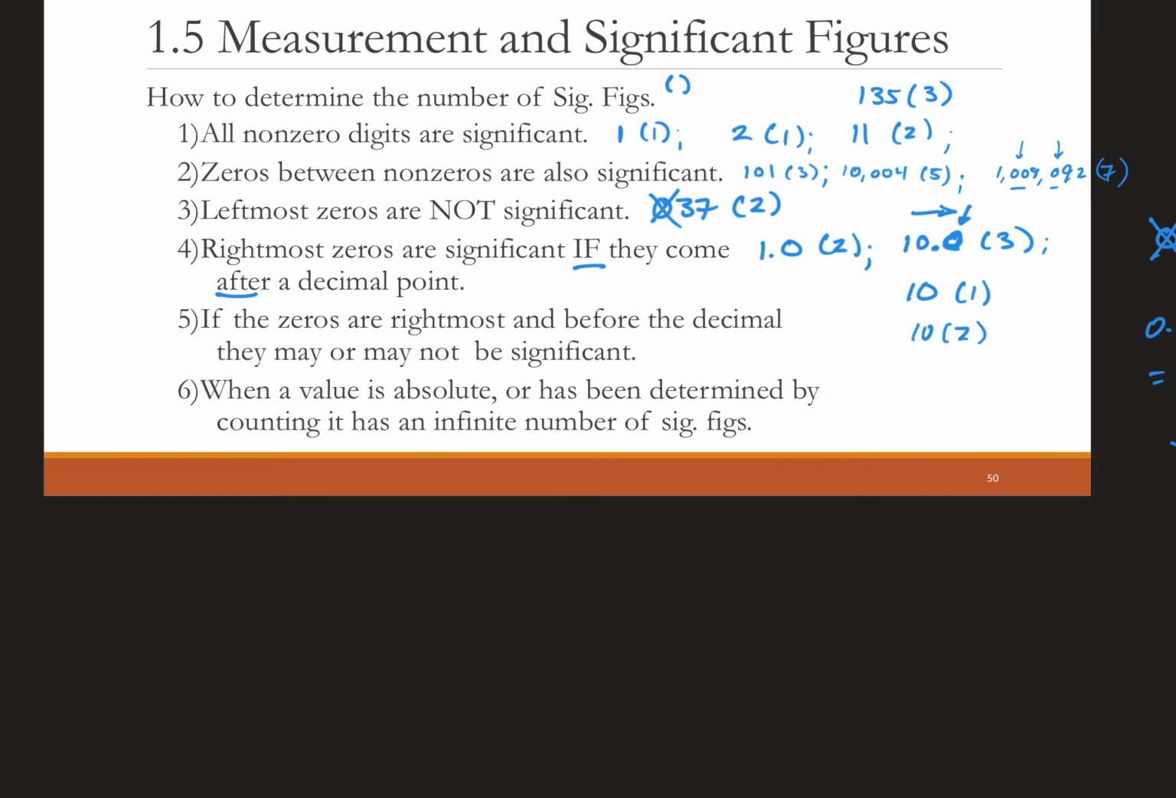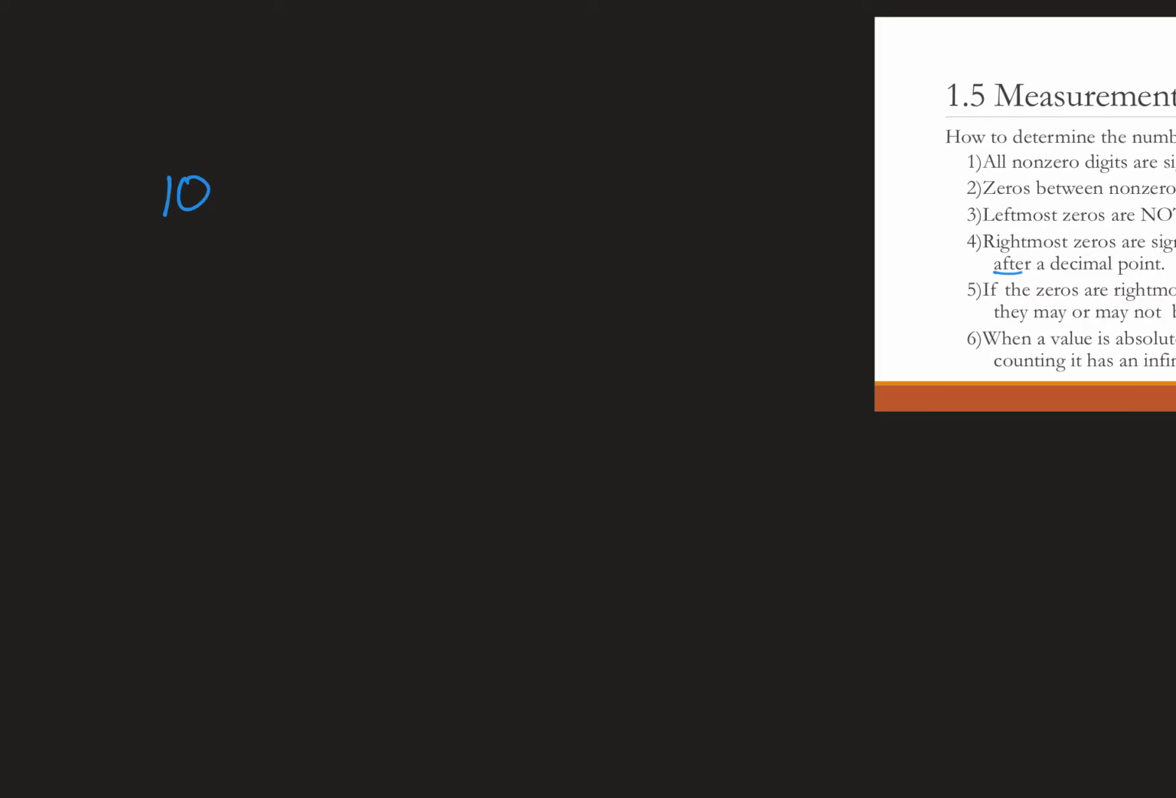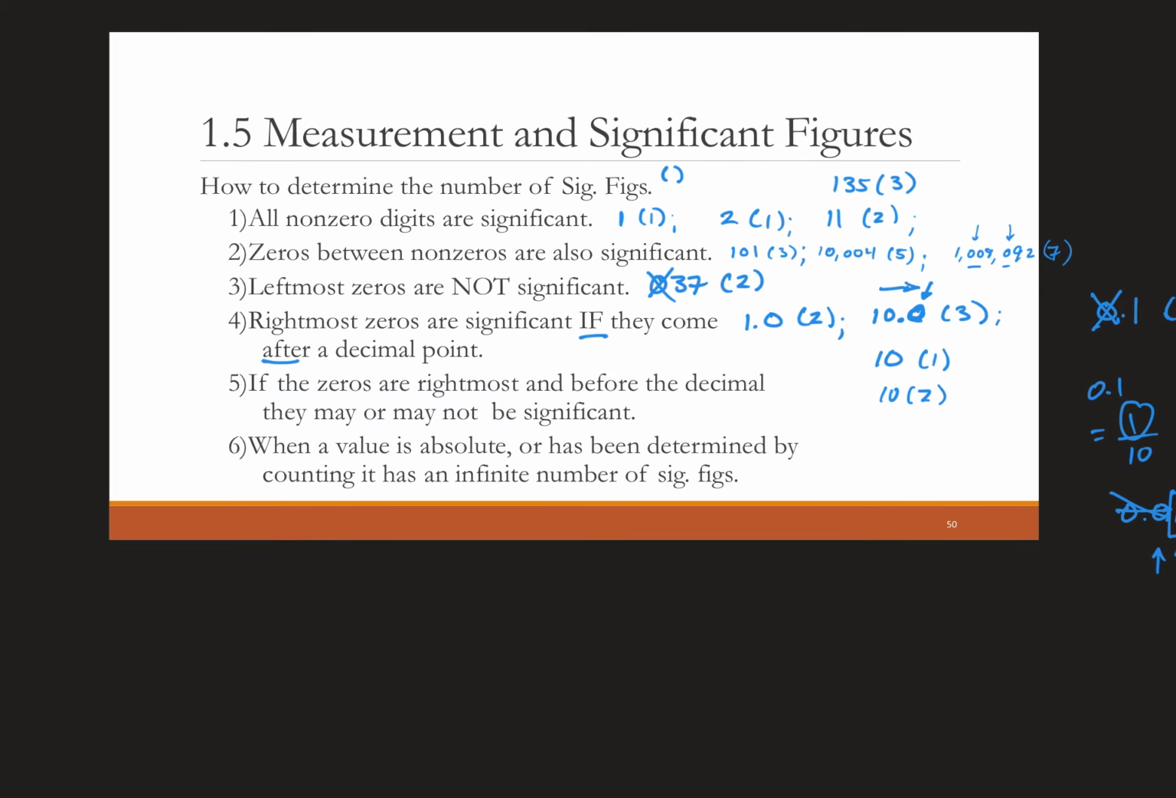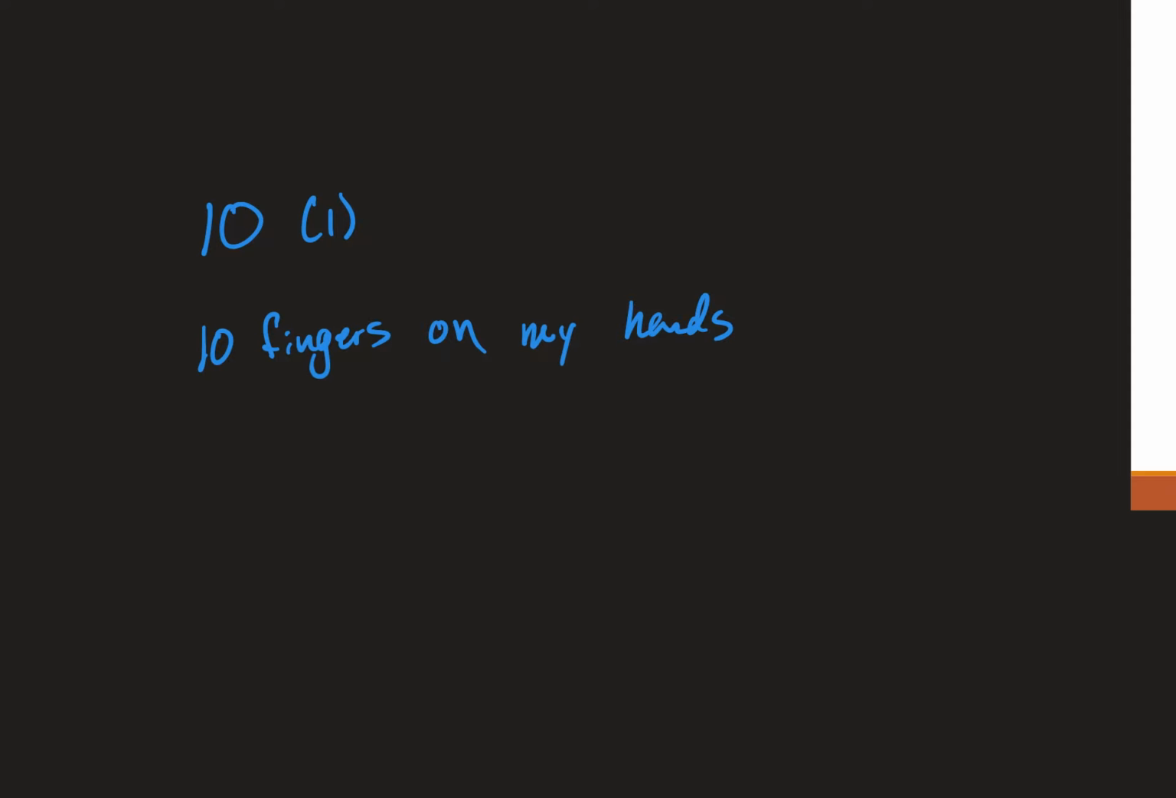Rule 5, if the zeros are rightmost and before the decimal, they may or may not be significant. So let's use the number 10. How many significant figures does that have? With no context, this has one significant figure. If I say there are 10 fingers on my hands, how many significant figures does that have? Well, that's going to follow Rule 6. When a value is absolute or exact, or has been determined by counting, it has an infinite number of significant figures. So that would be infinity.